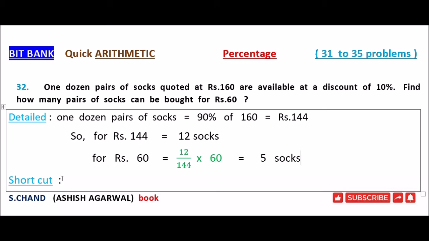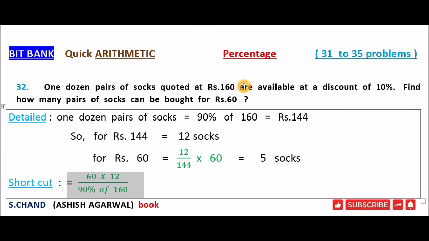Now the shortcut is 60 into dozen, 60 into 12 divided by 90% of 160. That is equal to 60 into 12 divided by 144. That is equal to 5 socks.